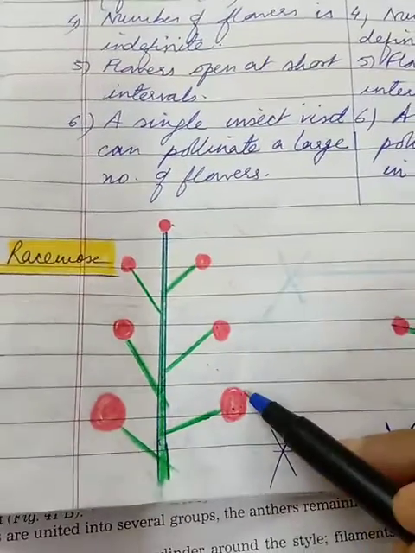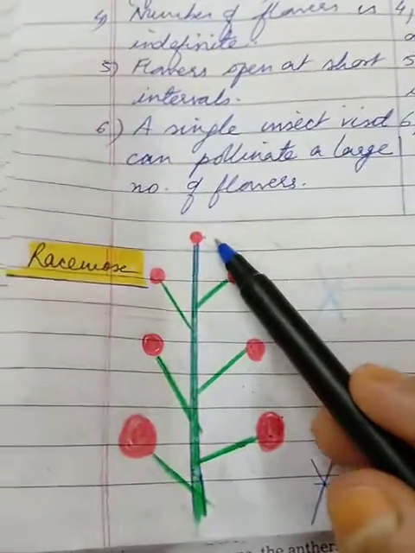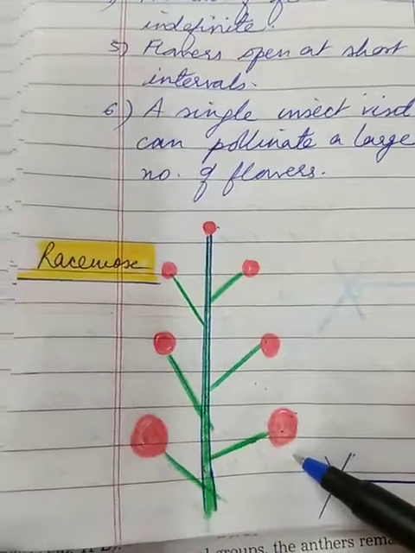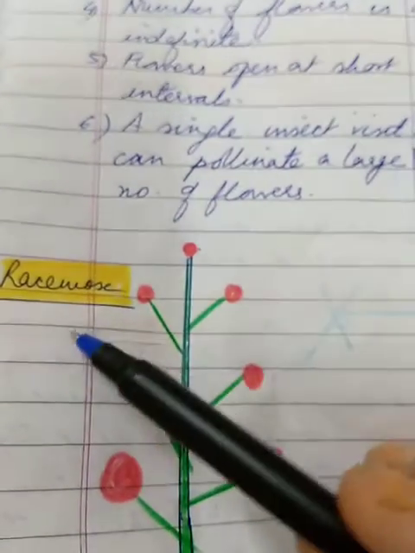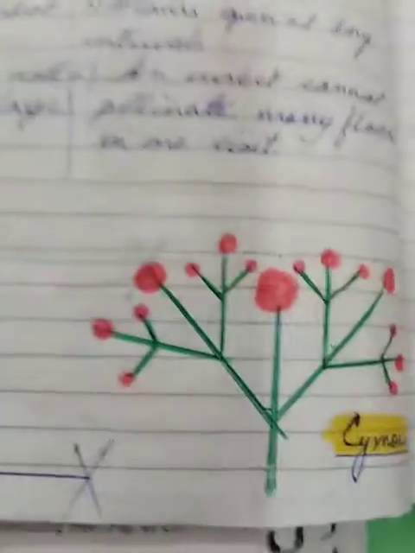That means it continues to grow endlessly, and the flowers are born in this succession, oldest at the bottom and youngest at the top. This kind of inflorescence is called racemose, and this succession of flowers is called acropetal. Acropetal means the order of youngest flower at the top and oldest at the bottom, but the entire inflorescence is called racemose.